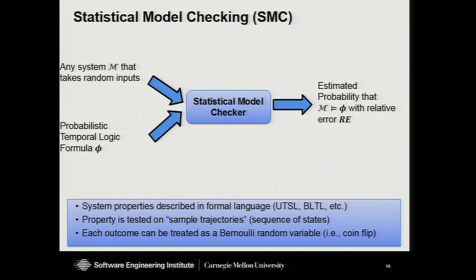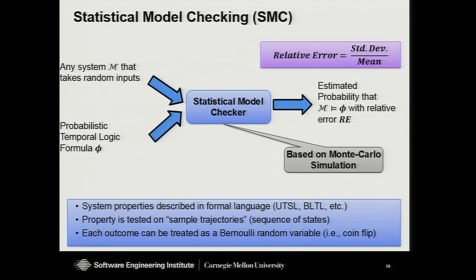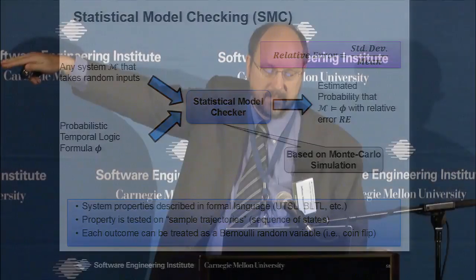And this property is often a failure property. We want to know the probability that some random input is going to cause the system to fail. And we want to know with some confidence interval, which we can quantify with a relative error value. Basically, it's a Monte Carlo-based technique. And just to define relative error, that's the standard deviation divided by the mean. Obviously the more simulations I do, the lower my relative error is going to be.